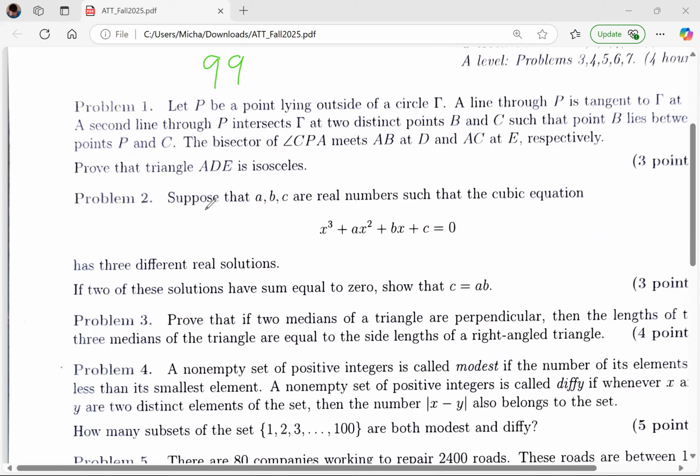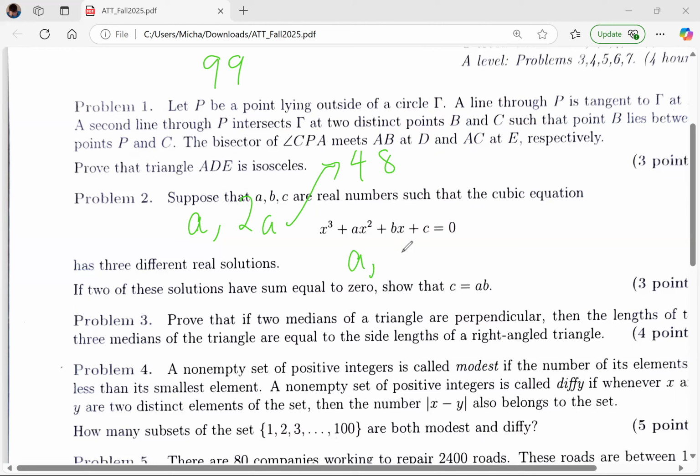So the two element sets are all of the form A, 2A, right? Yeah. Because the difference between these two has to be smaller than that one, and so it has to equal that one. So that means this has to be 2A. And for it to be modest, the number of elements has to be less than the smallest element. So that starts at 3. So there's 48 of these.